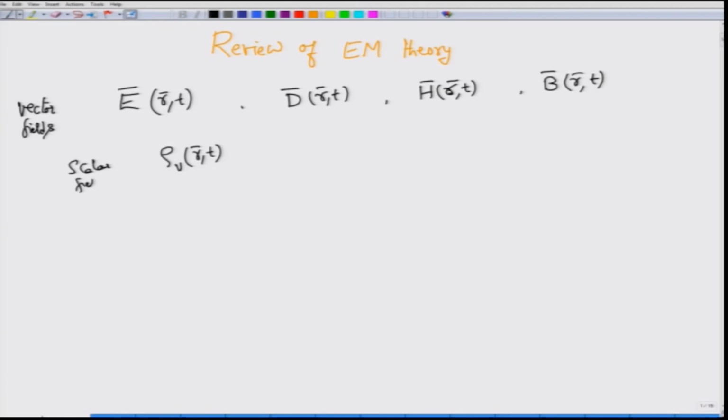Why is this called a scalar field? Because at each position and at each time, the quantity that you get is a scalar. Charge density is a scalar, and you have another vector field. This vector field is the current density vector J, which will also be a function of space and time.